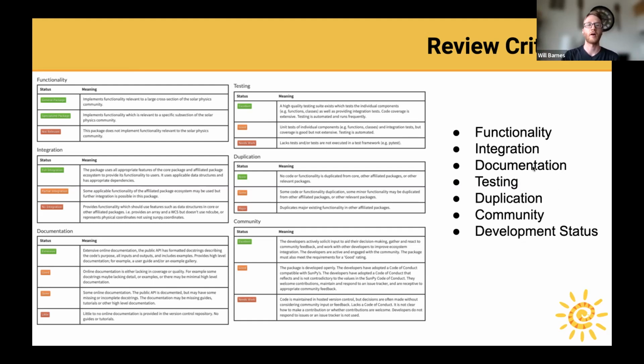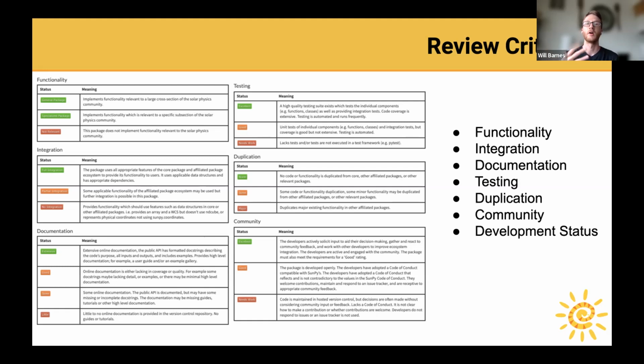For integration, this is how well is this package making use of the core functionality that the SunPy core package is providing. Are there things that they could be using? Are they making use of the package at every place they could? Then we would give a score of green. If there's some places where they're not, then they would get an orange score. And if they're not making use of the package at all, then that obviously would be a check against them.